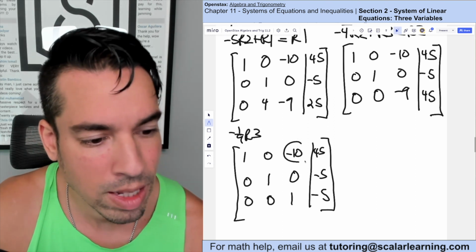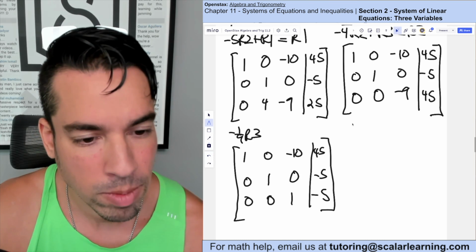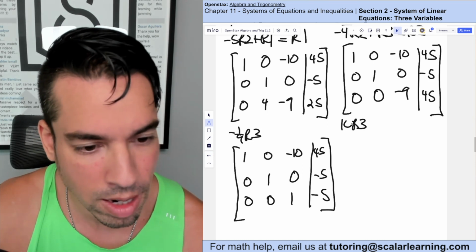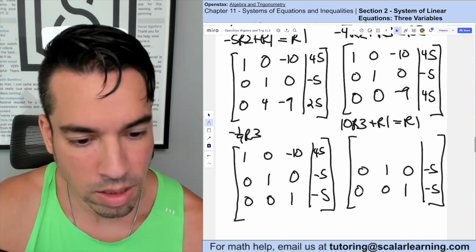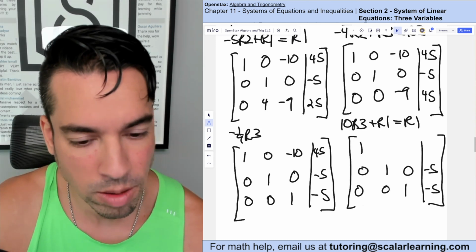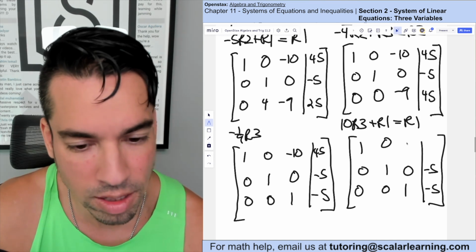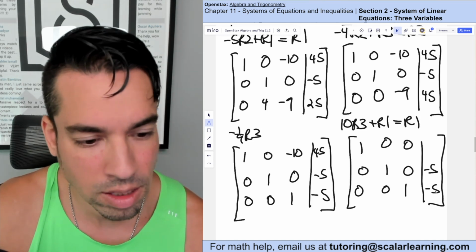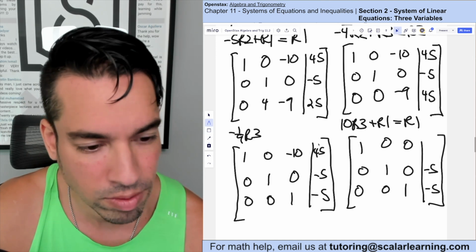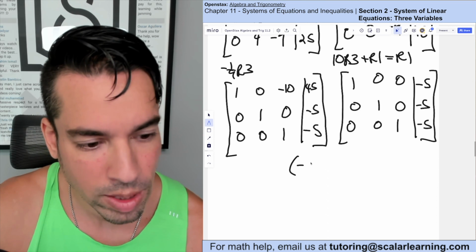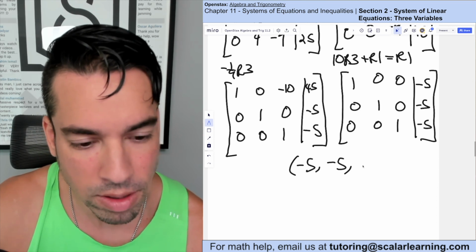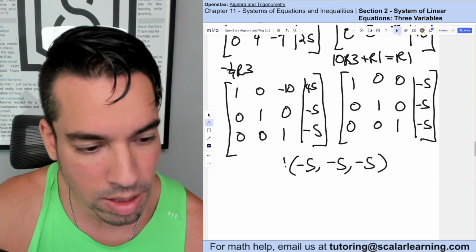All right. Last but not least, we got to flip that to 0. So I'm going to multiply row 3 by 10, add it to row 1 to get a new row 1. Let's write that out. 10 times 0 is 0 plus 1 is 1. 10 times 0 is 0 plus 0 is 0. 10 times 1 is 10 plus negative 10 is 0. And 10 times negative 5 is negative 50 plus 45 is negative 5. Look at that, all negative 5s. So when we write this out, we got negative 5, negative 5, negative 5 for x, y, and z. That's how you do it.